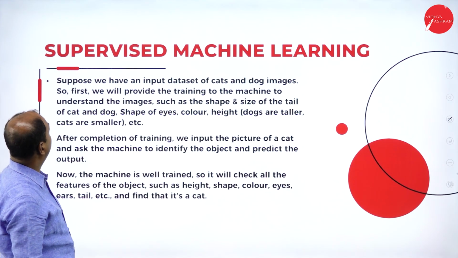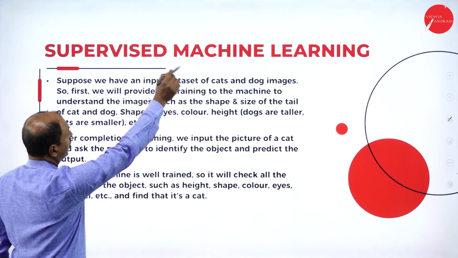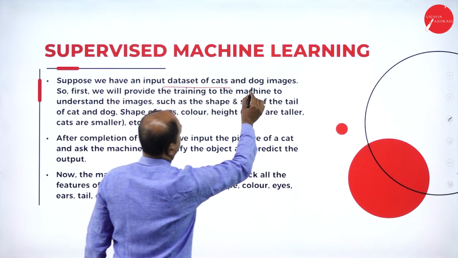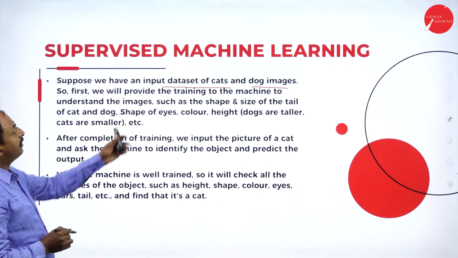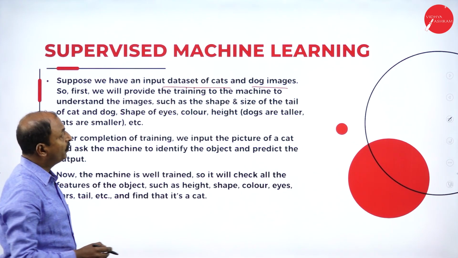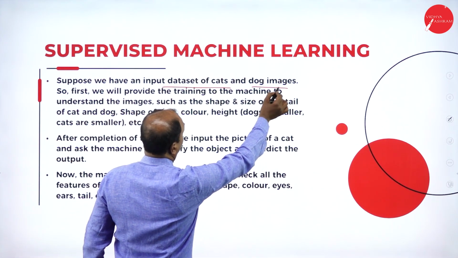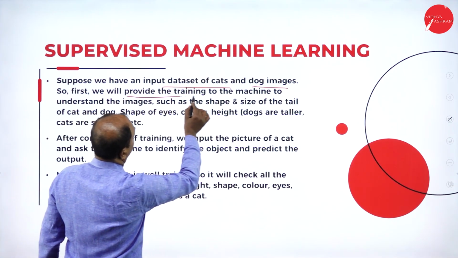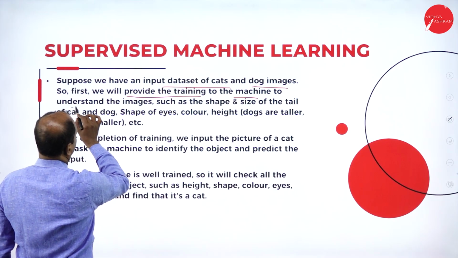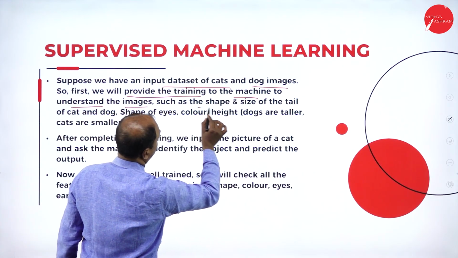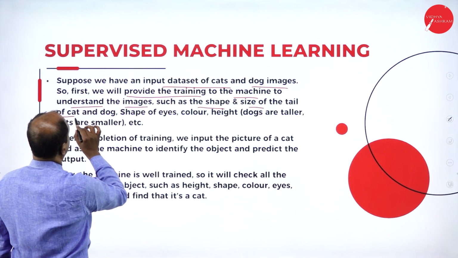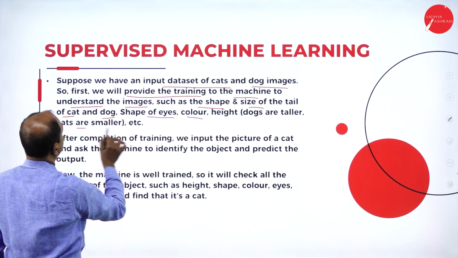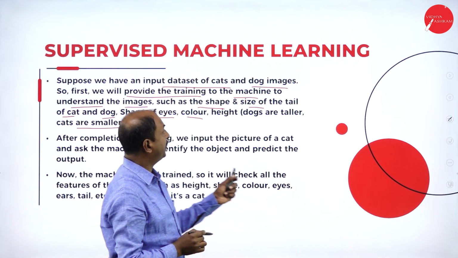In the next slide, we will see, for example, an input data set of cat and dog images. Imagine that we have a data set with cat and dog images in it. First, we provide training to the machine to understand the images, such as the shape, the size of the tail, everything, and for the dog, the shape of the eyes, color, height, and so on. That is the meaning of data set here.